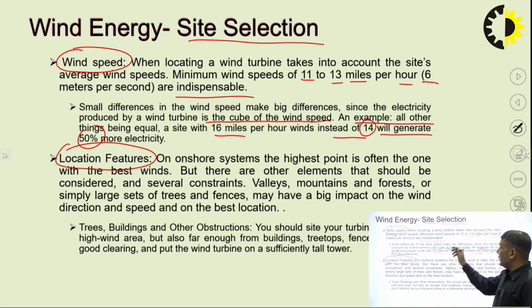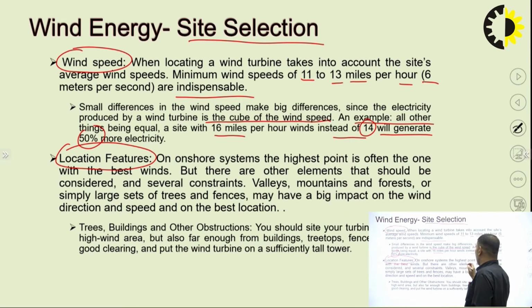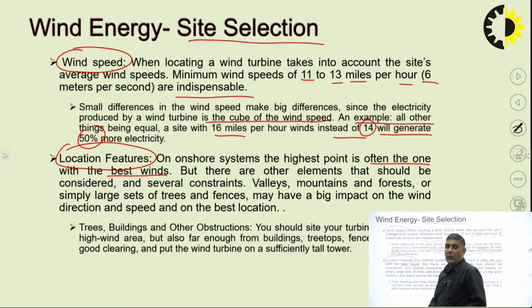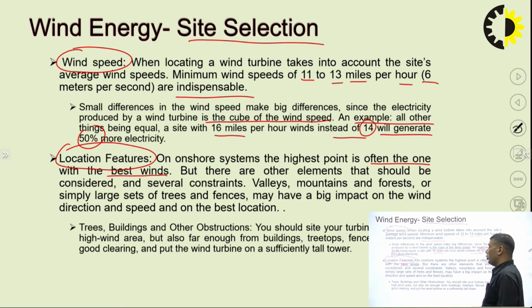Then we have location features. If you are selecting the sites, then location features play a very important role again. Just like with wind energy on the onshore system, the highest point is often one of the best windy areas. But there are other elements that should be considered as constraints, such as valleys, mountains, and the forest.